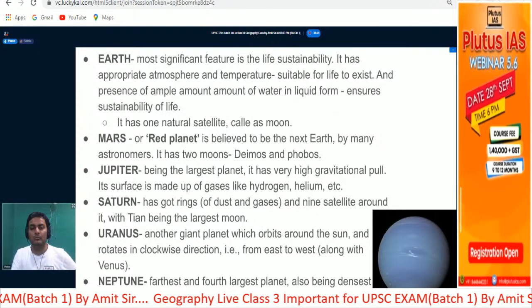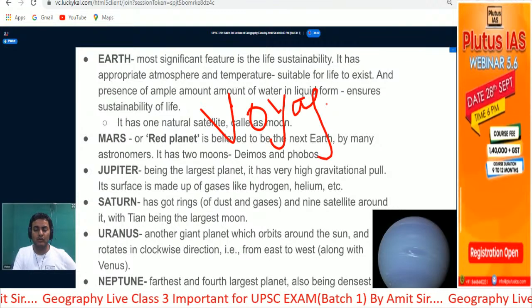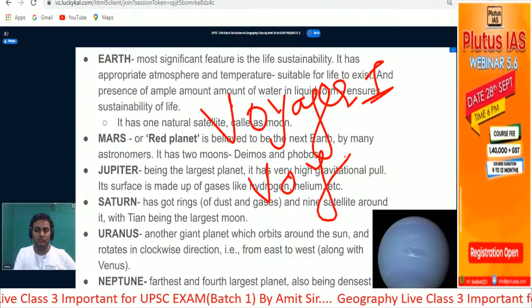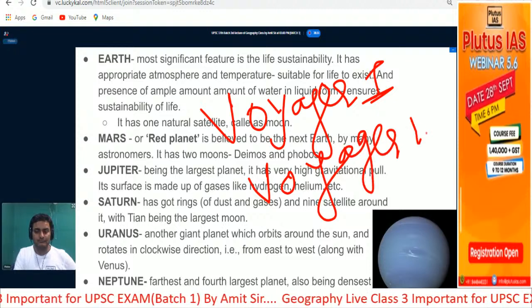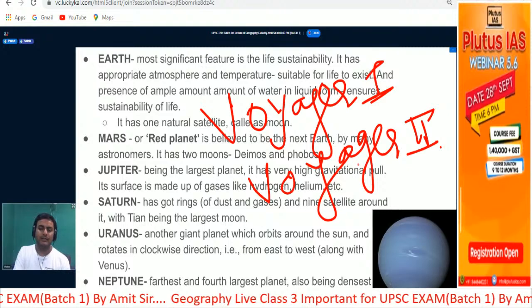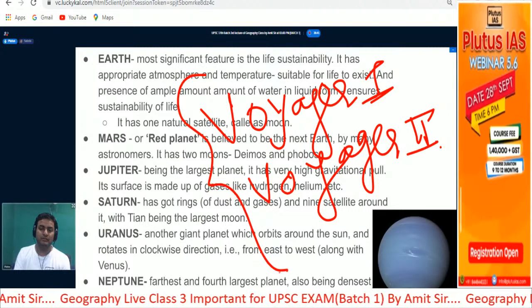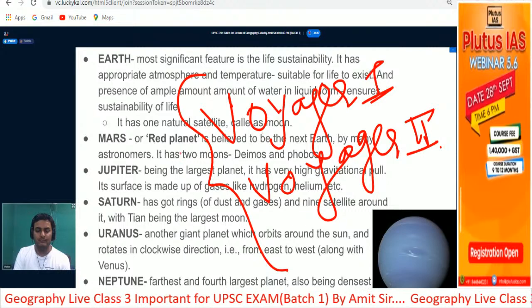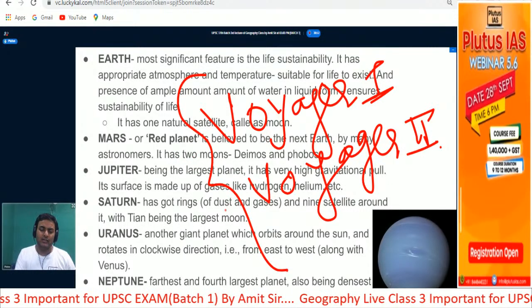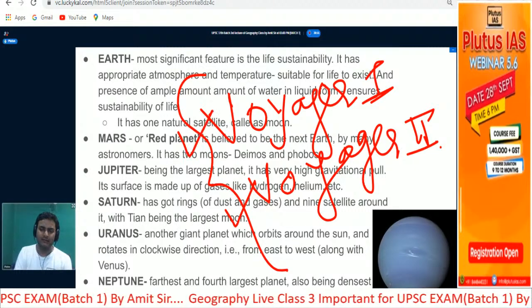Then there were two more missions you might have heard about: Voyager 1 and Voyager 2. What were they? Sir, they were to study the outer planets, I think, by NASA. Yes, the outer planets. Both of these missions have crossed the limits of the solar system, only a few years back. I think Voyager 2 did it very recently, and Voyager 1 a few years back.